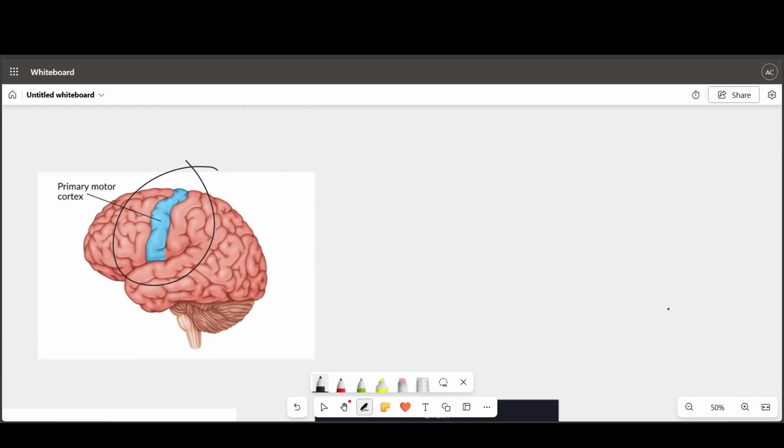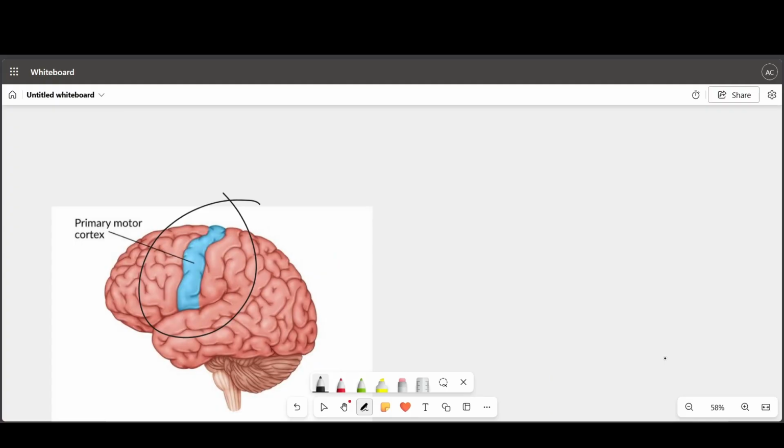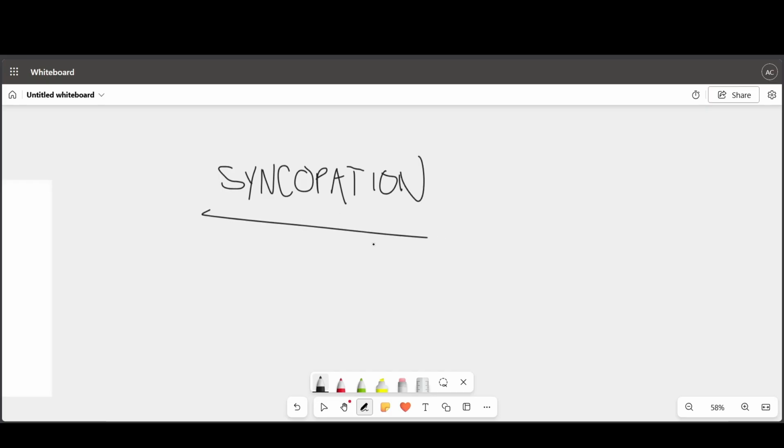So how does music do this exactly? We have to look at another concept called syncopation. Syncopation is a term that describes interruption in music.